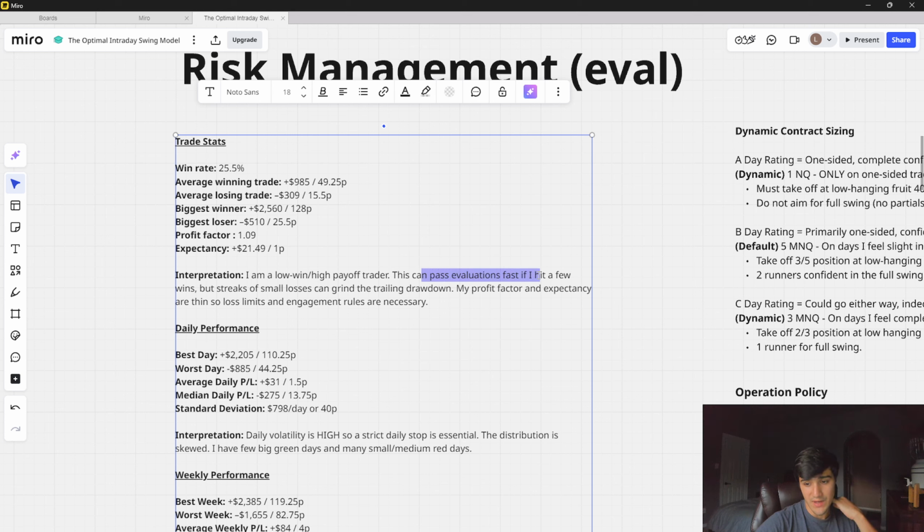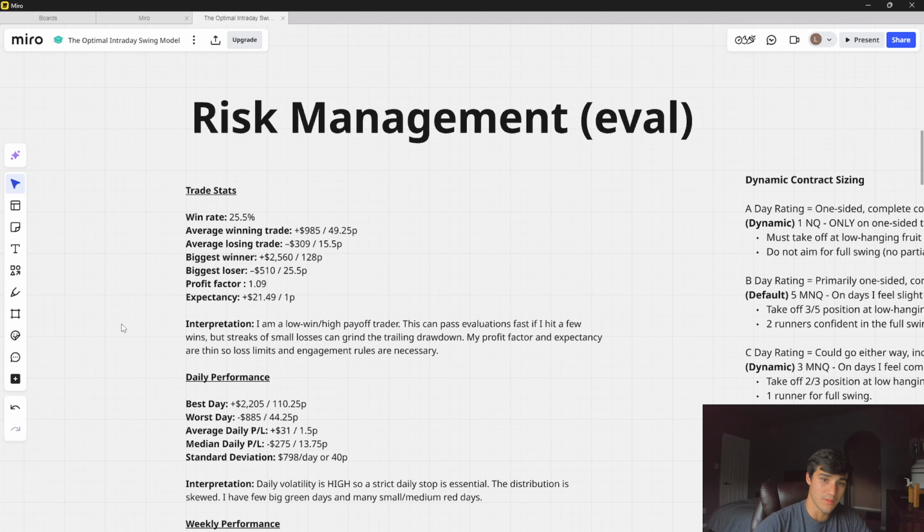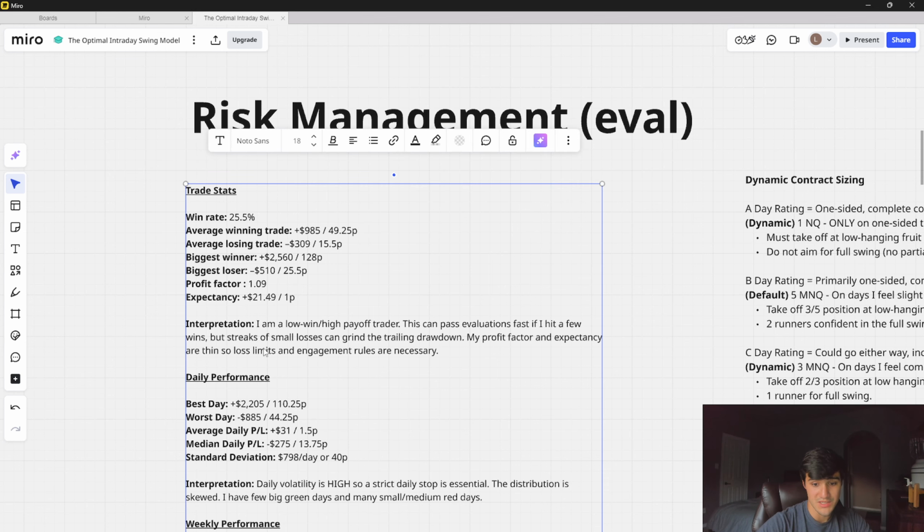This can pass evals fast if I hit a few wins, but streaks of small losses can grind the trailing drawdown stop limit. You know how on Top Step, or I don't know if this is the same for other prop firms, but if you profit, the max drawdown limit of $2,000 trails your profit. So say I'm up $5,100 on the account, then what does that trail to? $4,900 or $49,000. So my profit factor and expectancy are thin, so loss limits and engagement rules are definitely necessary.